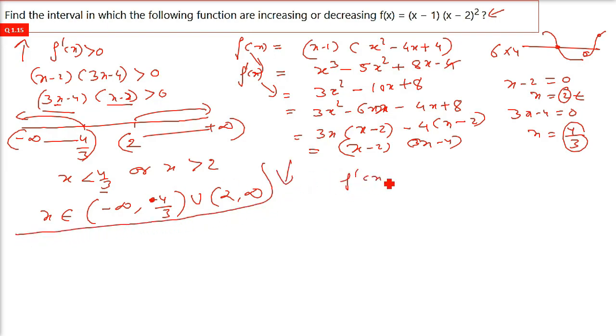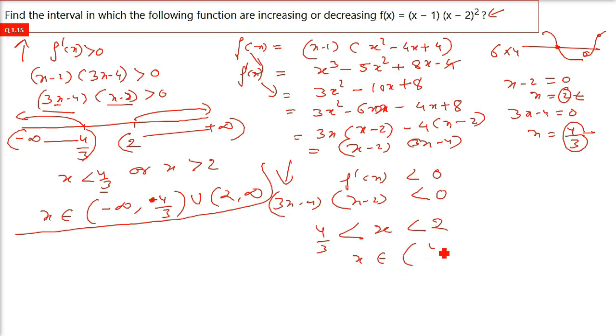Now coming to the decreasing one, f dash x should be less than 0. So (3x minus 4) into (x minus 2) should be less than 0. Again, we have already discussed. So x should be between the lower one and the higher one. 4 by 3 is the lower one and 2 is the higher. So x is between 4 by 3 and 2. You can call it x belongs to (4 by 3, 2). So this is your solution.